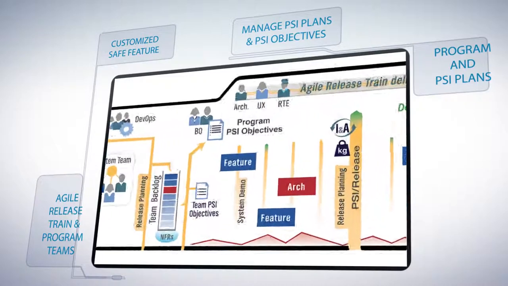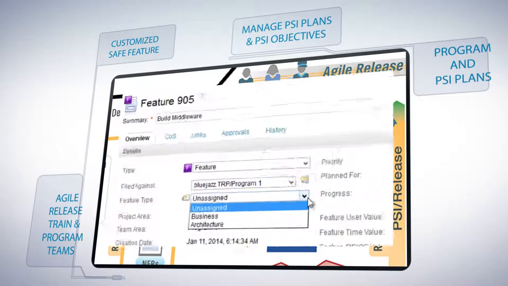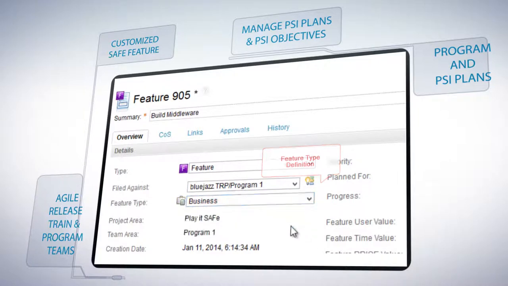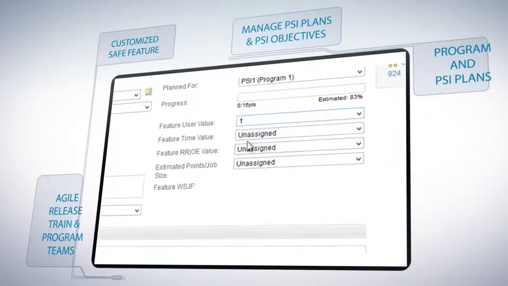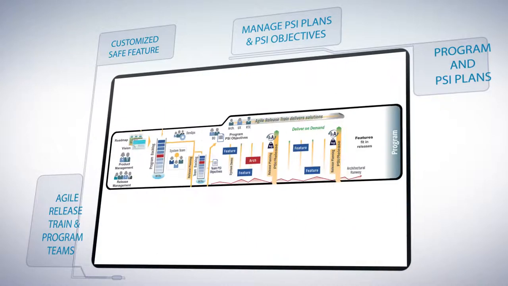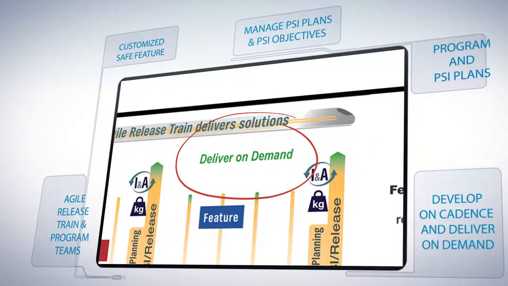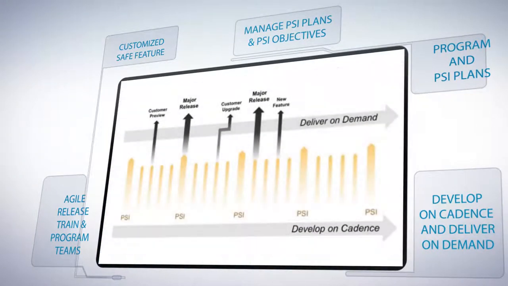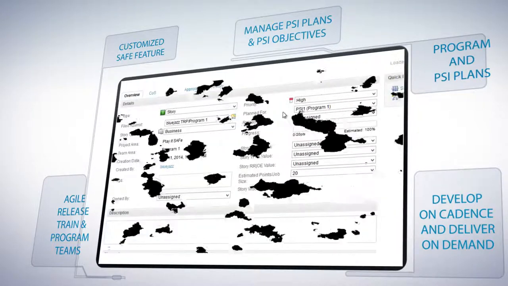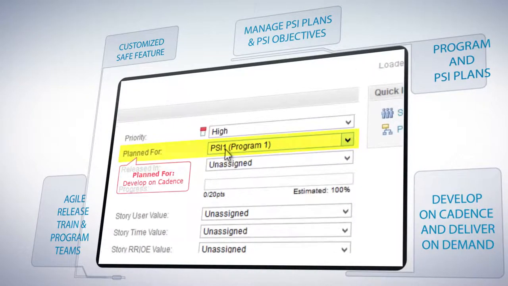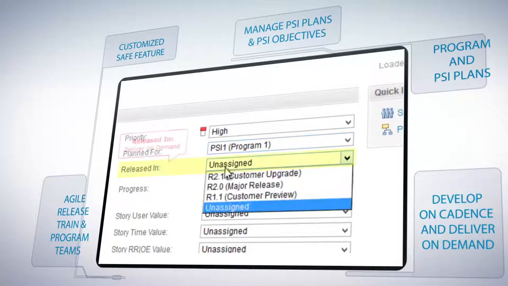The features fulfill one or more of customers' business needs. The template supports both architectural and business features, along with automatic WSJF calculation. Adopting SAFe in conjunction with IBM's Rational Team Concert provides optimal development planning at the enterprise level with the ability to continually release and deliver quality products. The template is configured to separate development cadence from release frequency. Develop on cadence, deliver on demand.